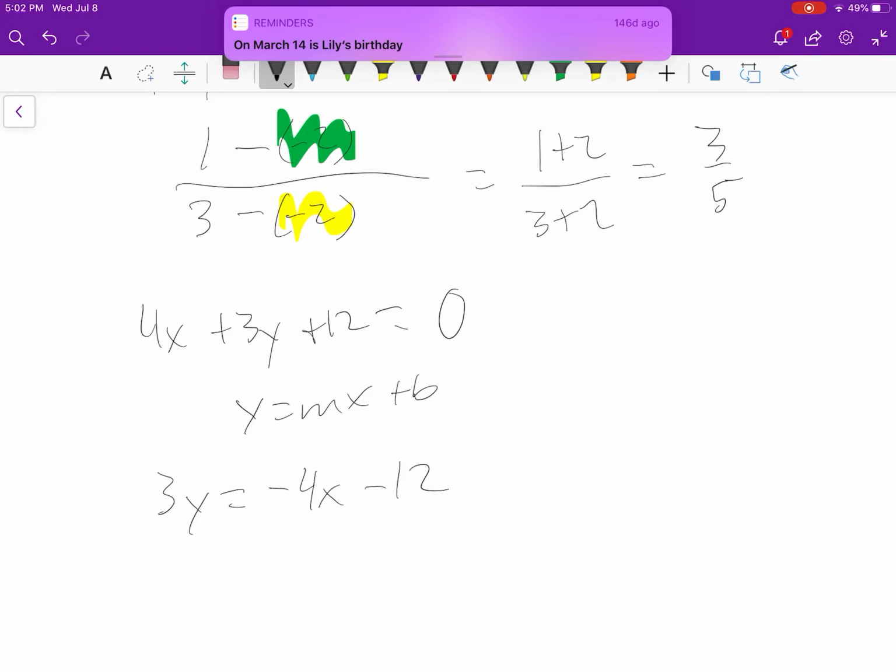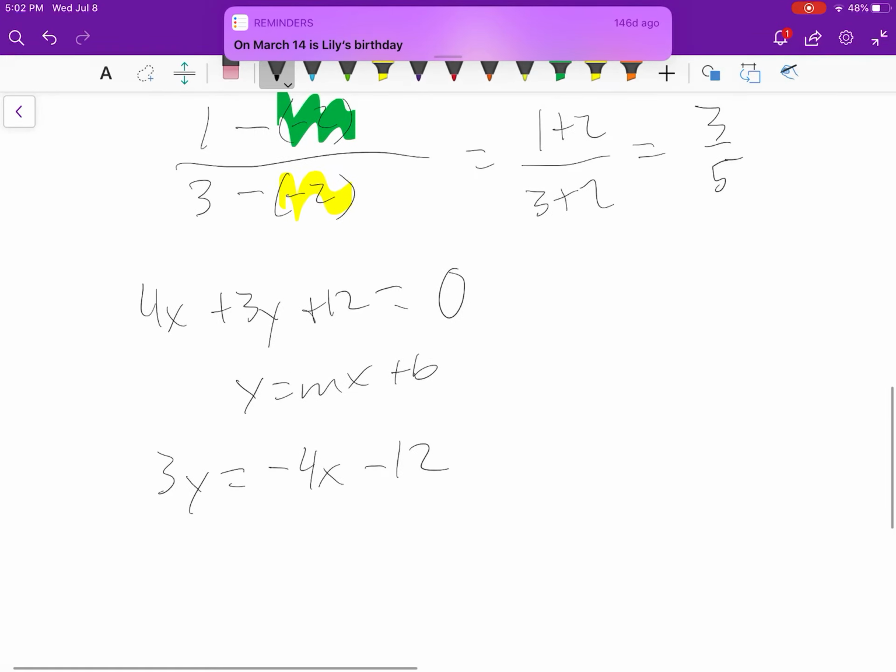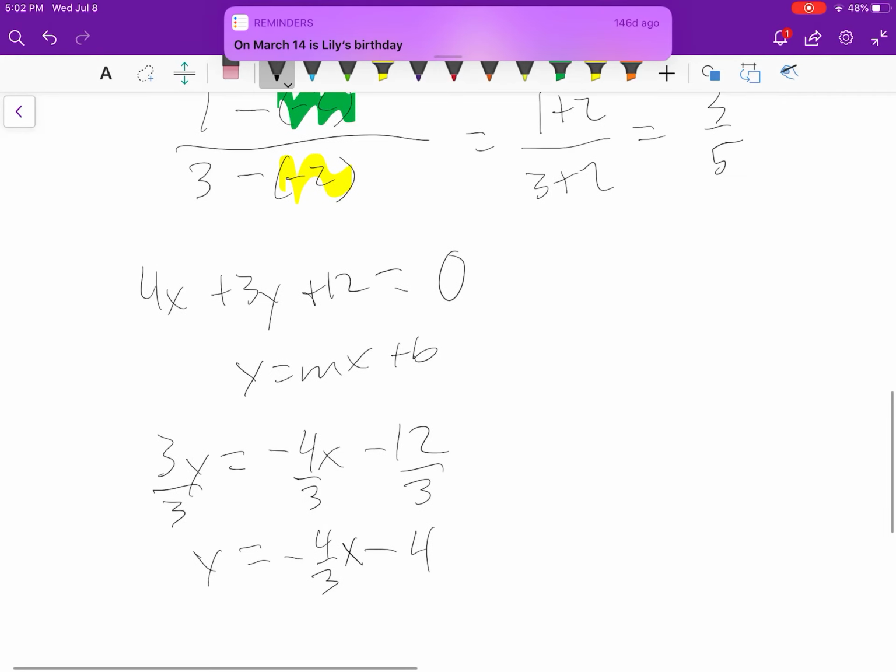Then what do we do? Now we need to get rid of the coefficient in front of the y, which is 3, and divide both sides by 3. We get y equals negative 4/3 x minus 4. I forgot my x: negative 4/3 x minus 4. Your slope is always the thing in front of the x. So if it's written out of order, just find the x and the slope will be in front of it when you've solved for y. So here's our slope.